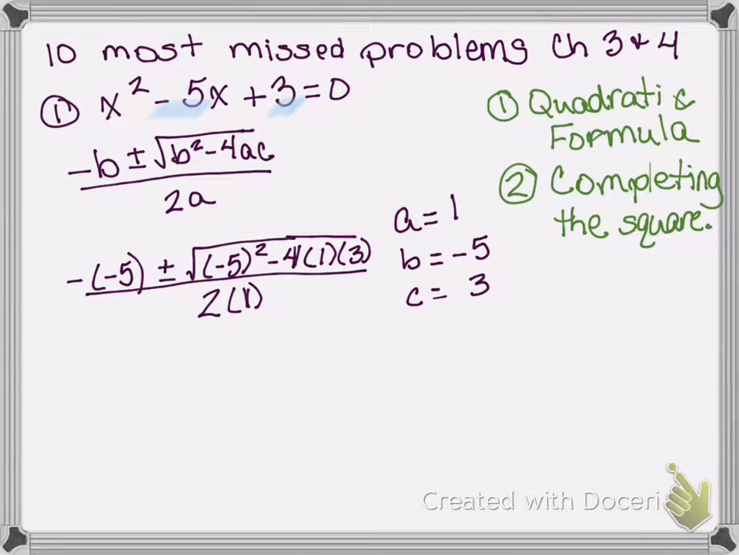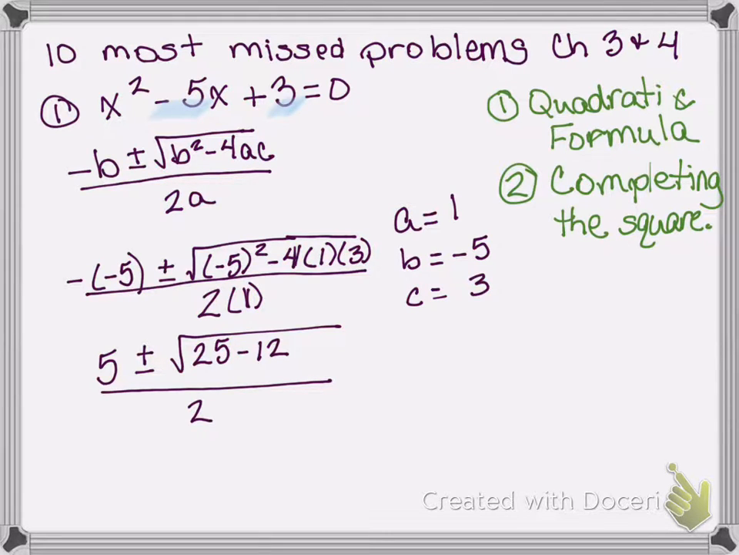Now we begin simplifying, and we end up with negative 5, so that becomes positive. Then negative 5 squared is positive 25. And then we have negative 4 times 1 times 3. So that is going to be subtract 12. All of that is over 2. So we are going to subtract our 12 from 25 because that is inside our square root symbol, and we end up with 5 plus or minus the square root of 13 over 2.